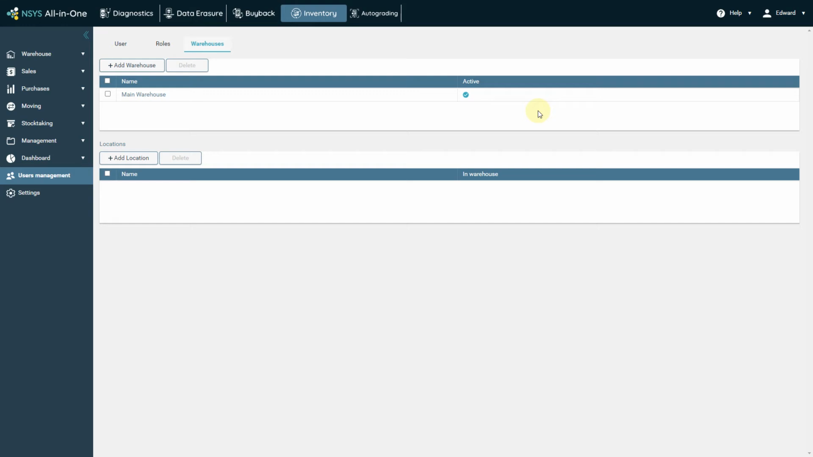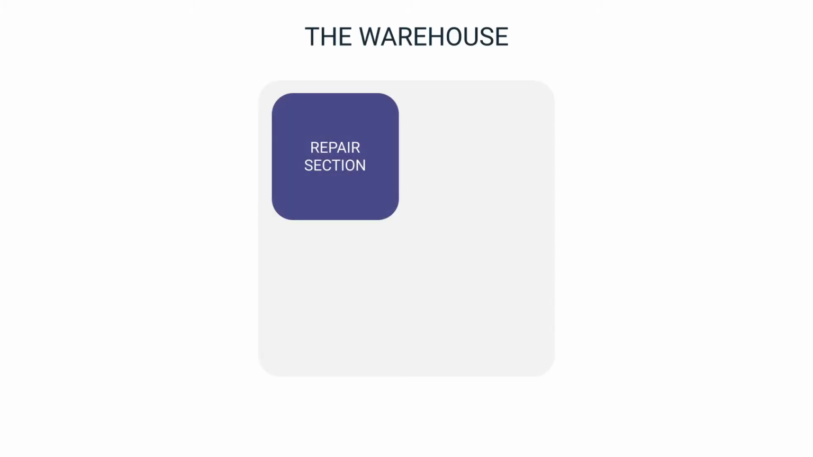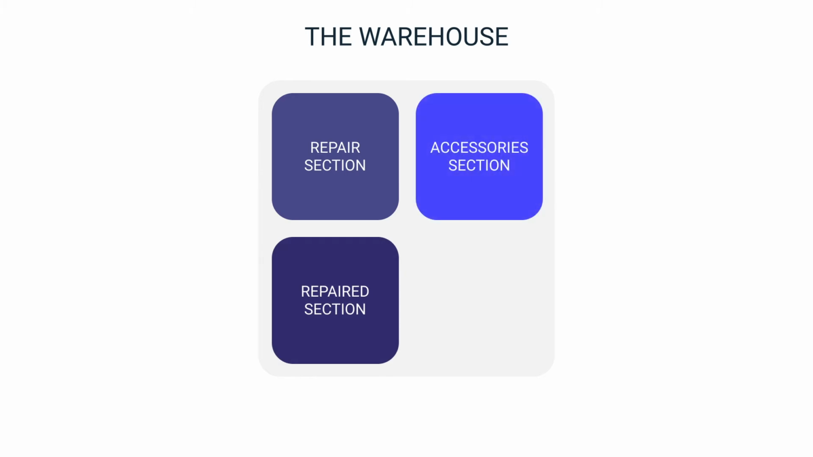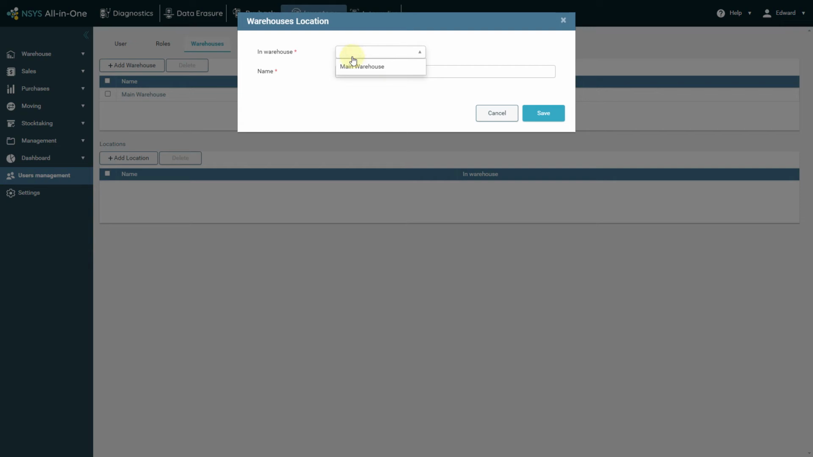If you have a big warehouse with many sections in it, the Locations feature will be helpful. For example, you might have a Repair section with devices that need to be restored, a Repaired section with repaired devices, or an Accessories section with items like cases. To create a location, press the Add Location button. Choose the warehouse that houses the location from the drop-down list and name it. Then press the Save button.